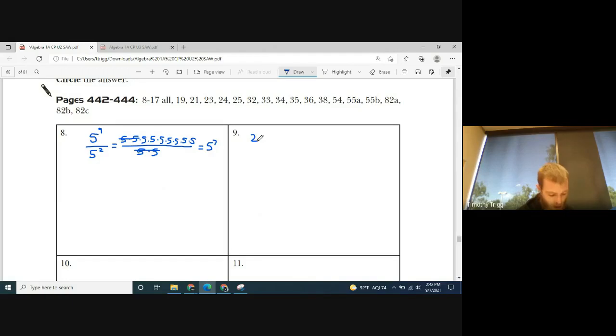We have 2 to the power of 7/3 over 2 squared. So again, we could subtract these powers. So our answer is going to be 2 to the power of something. And to find that something, what we're going to do is subtract these powers. So let's do it to the side here. We have 7/3 minus 2.